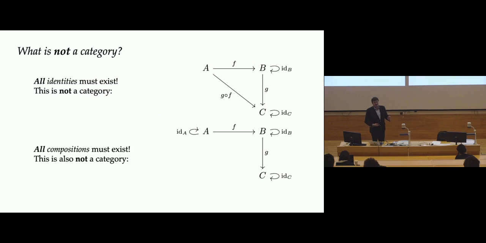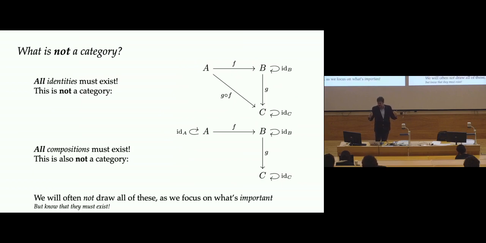Why am I telling you all of this? I'm telling you all of this because often I will not draw every single arrow that exists in my category. Often there might be infinitely many of them, right? So I will only focus on the arrows that are important for the point that we need to make. But you should always have in the back of your minds, if I do not draw an identity, it still must be there. It still must exist. It's just not there to not clutter the picture. Okay?